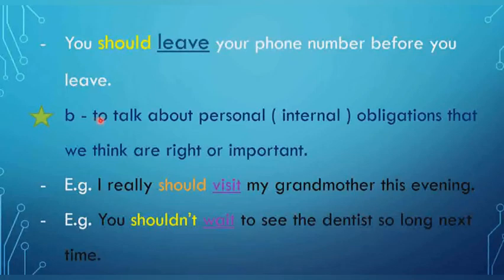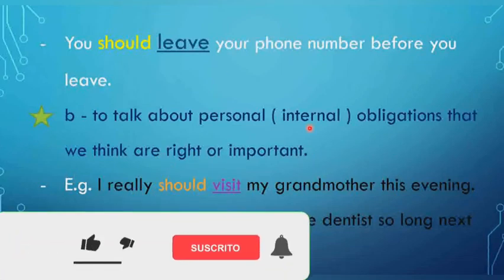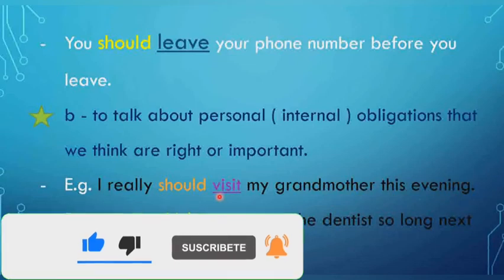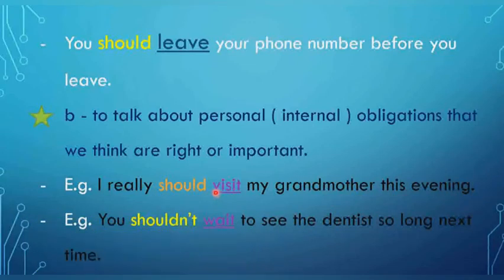Number 2, to talk about personal or internal obligations that we think are right or important. Let's read this example together. I really should visit my grandmother. It's this evening, okay? It's my opinion. I think it's better for me to visit her. It's not an obligation. You shouldn't wait so long to see the dentist.